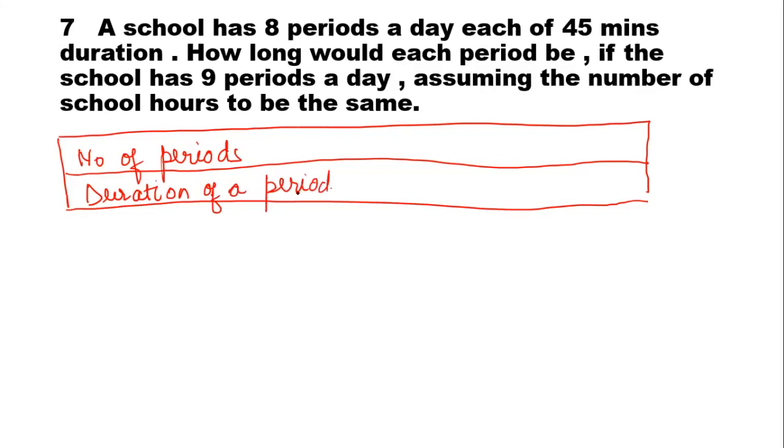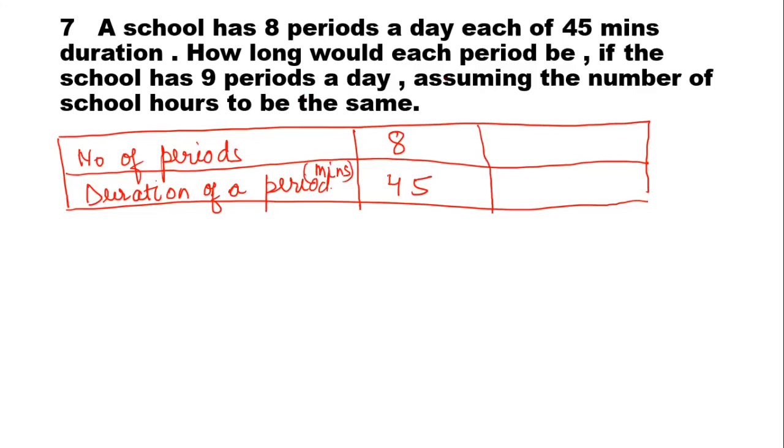Okay. In which is the duration of the period given? What will be the unit of the duration of a period? The number of periods is 8, so the duration of a period is 45 and the unit is minutes. Okay.